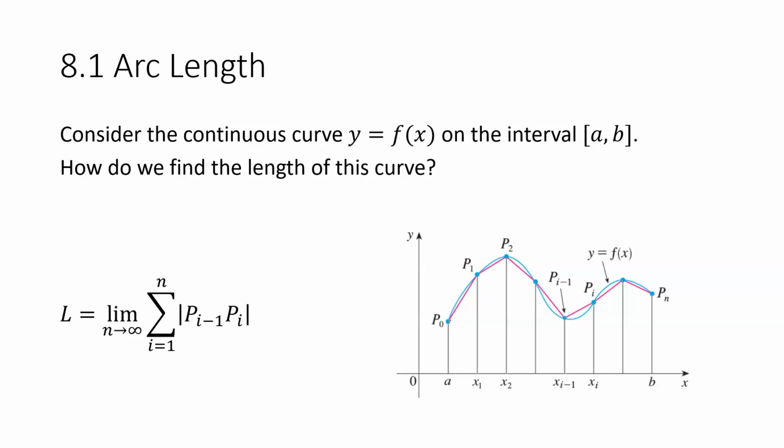which creates a sequence of points P0, P1, P2, and so on. And then we find the length of the segment from P0 to P1, and then the length of the segment from P1 to P2, and so on. And then we just sum the lengths of each of these individual segments. So doing that would give us an approximation of the length of the curve.